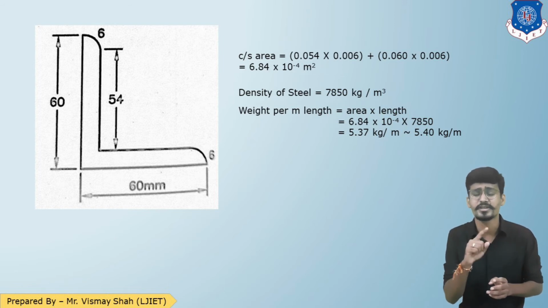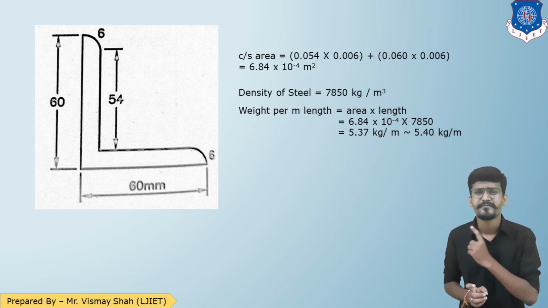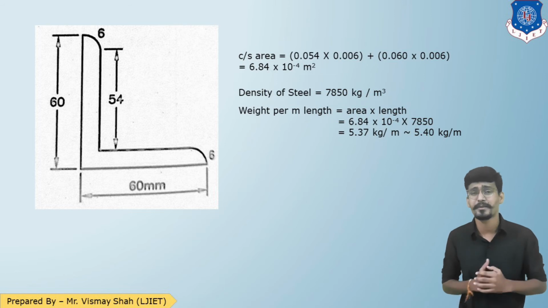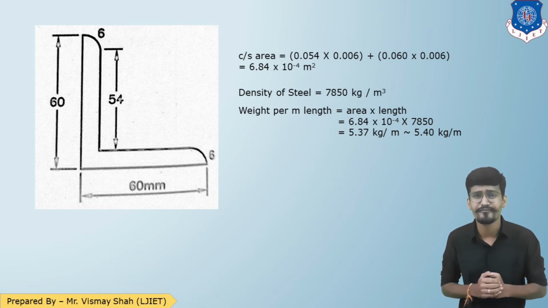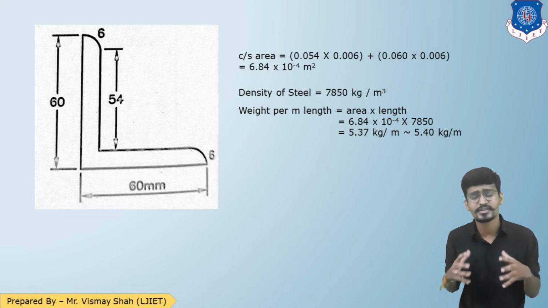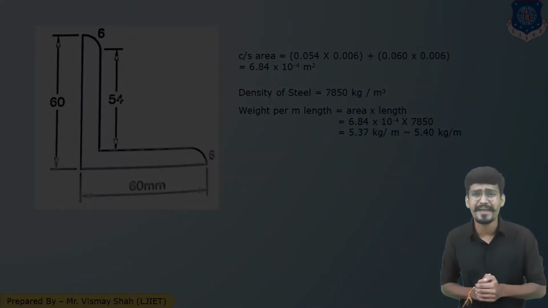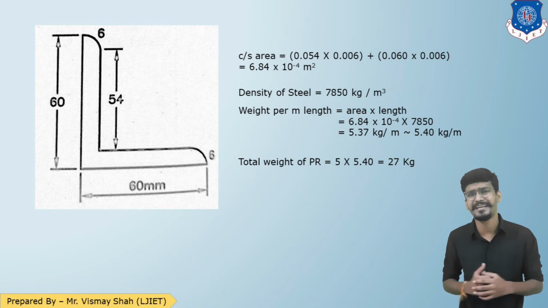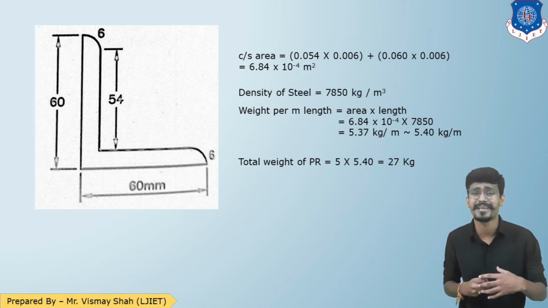Because the unit of area was meter square and density was kg per meter cube, so I'll get the kg per meter. So that will be approximately 5.40 kg per meter. Now I've got the length of 5 meter. So to get the actual weight, 5.40 into 5, and that will be nearly 27 kilograms. So I hope we are very much clear how we can calculate the weight.